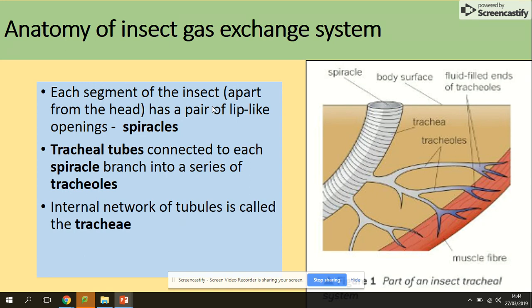So, anatomy of the insect. What do we have here? What we've mentioned on the outer layer: the segments of the insect will have spiracles. Tracheal tubes are connected to those spiracles, and they branch into many smaller tracheoles.